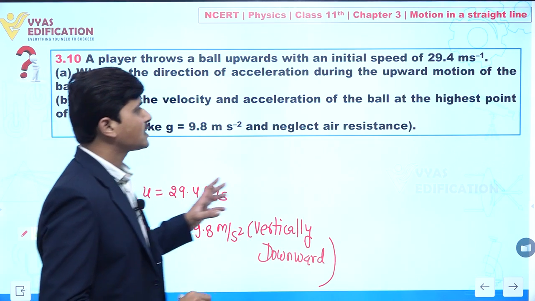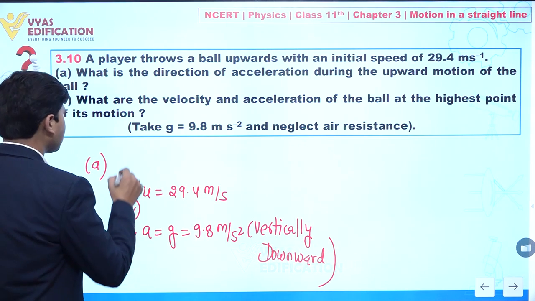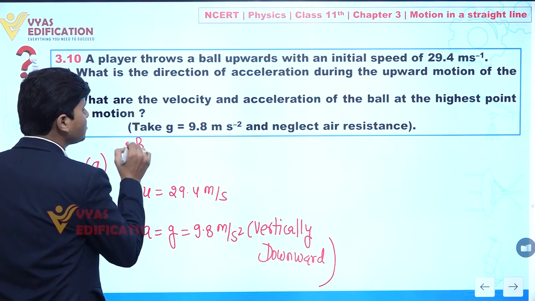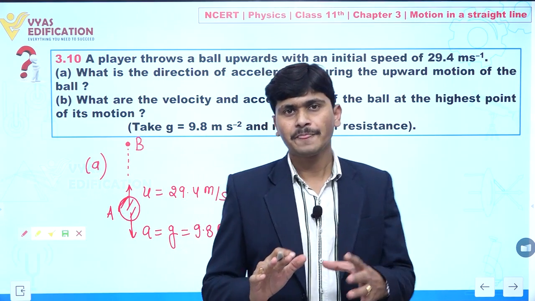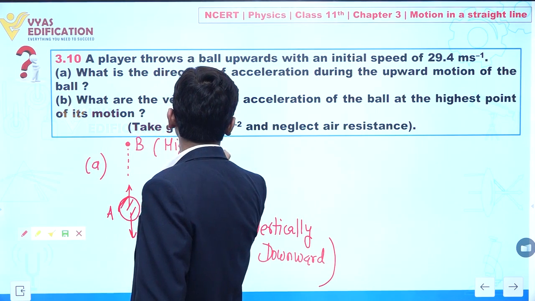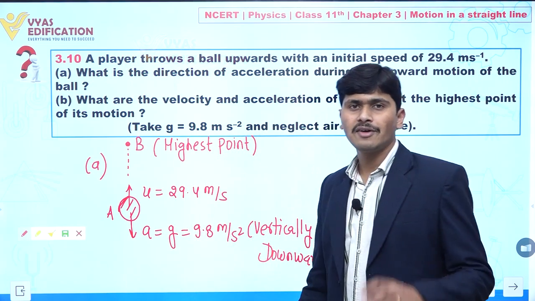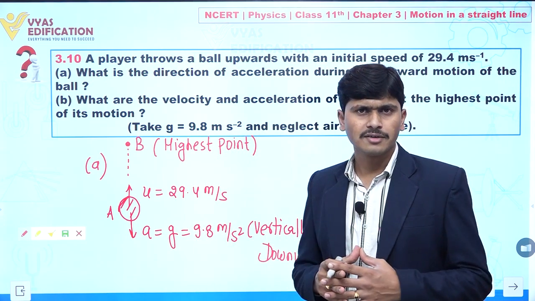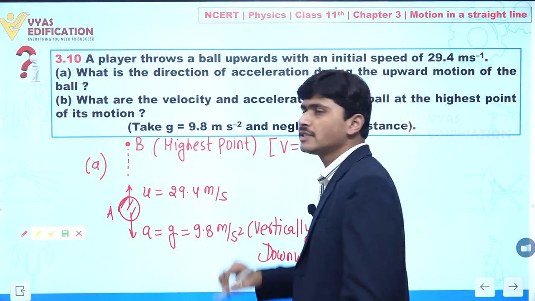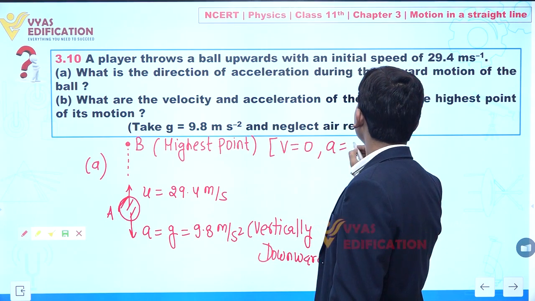What are the velocity and acceleration of the ball at the highest point of its motion, clear. So let's suppose this ball is going from point A to point B, and at point B we have the highest point, clear. Highest point means here we will find velocity equal to 0, and what about the acceleration? Acceleration remains the same, equal to minus g.